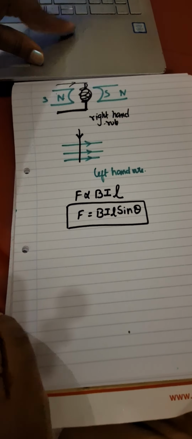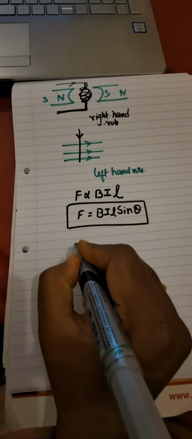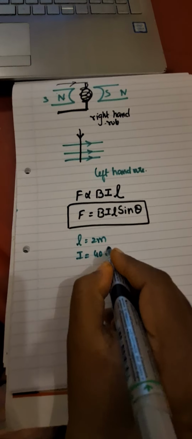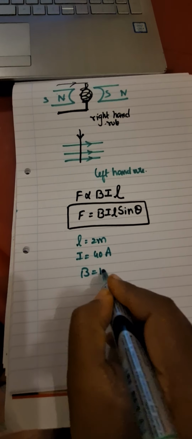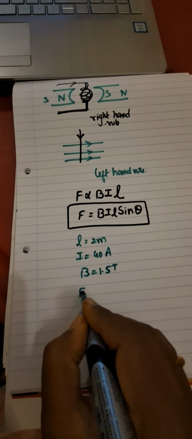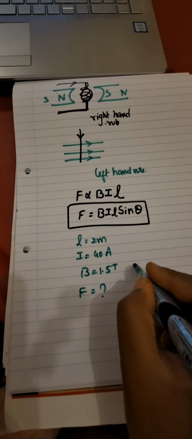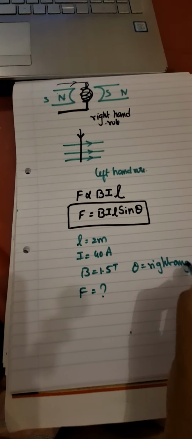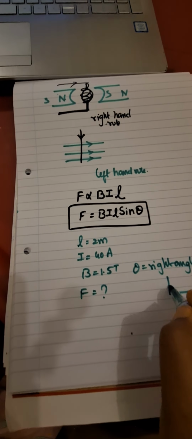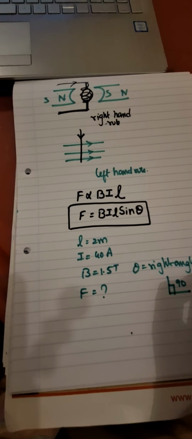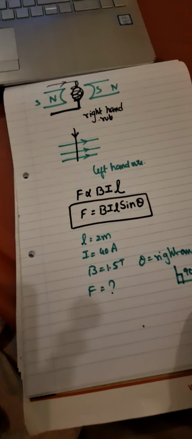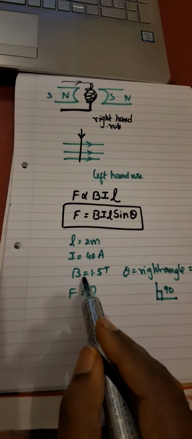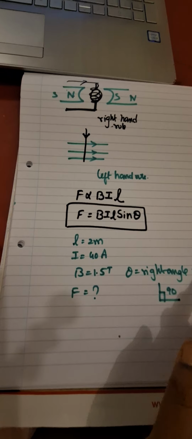So let me do a problem on that. Here the question is given as: length of the conductor is 2 meters, current is 40 amps, field strength is 1.5 Tesla, and they are asking us to find F, where the angle is a right angle. What do you mean by right angle? Right angle means this is a right angle, it means the angle is 90 degrees, theta is 90 degrees. So the given question is: length is given, current is given, flux density is given, angle is given as right angle which is 90 degrees.